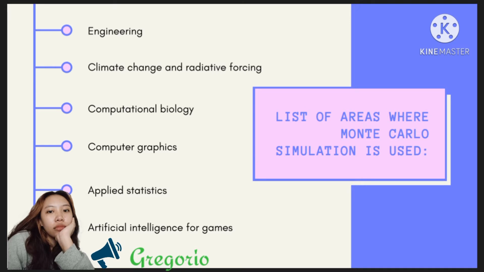List of areas where Monte Carlo simulation is used. First, engineering. Next, climate change and radiative forcing. Third, computational biology. Fourth, computer graphics. And fifth, applied statistics. And lastly, the artificial intelligence for games.